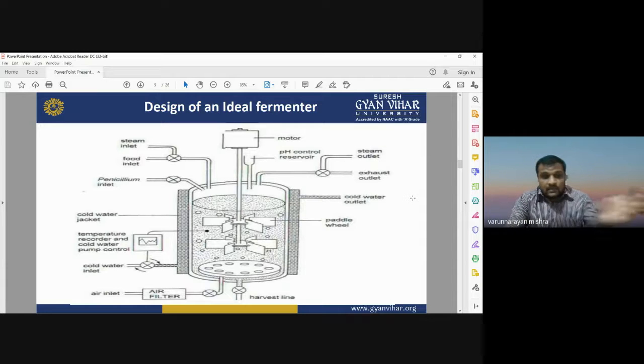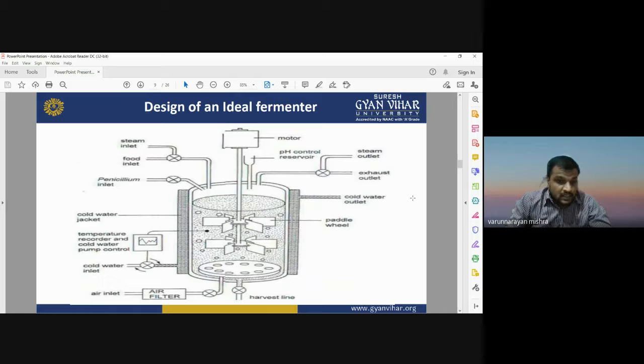Then there is a part which will be used to supply the steam. Okay, then there is an inlet. And then there is an option for releasing the steam. Then a cold water jacket is there. The temperature recorder and cold water pump control are there to control the temperature. And cold water inlet is used to supply the cold water into the setup.